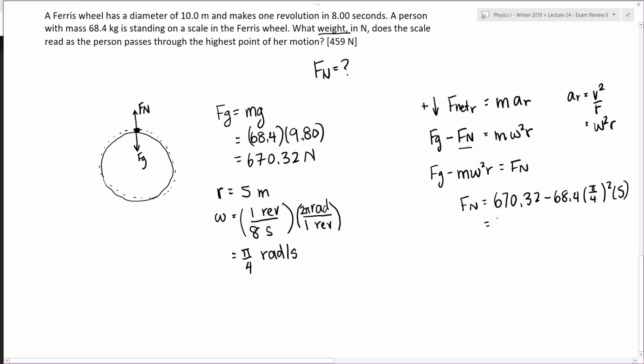So I'm just going to type this up on my calculator. And I get 459 newtons. Okay, notice in my question I have 3 significant figures, 3 significant figures, and 3 significant figures, so my answer should also have 3 significant figures.